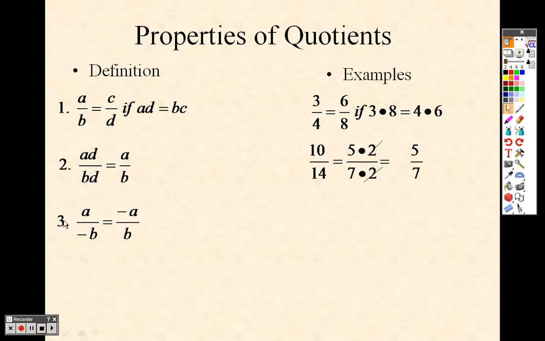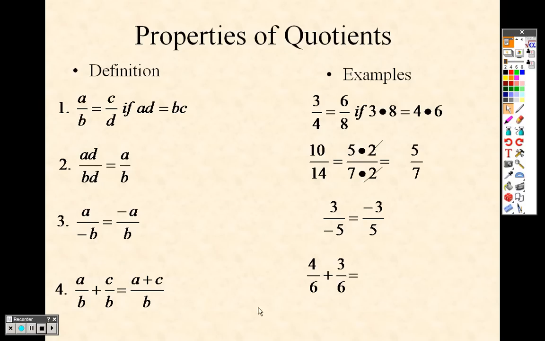A over negative b is the same as negative a over b, just like before. When you multiply by one negative, the answer is negative. Well, when you divide by a negative, the answer is also going to be negative. So 3 over negative 5 is the same as negative 3 over 5. That's all. And a over b plus c over b, since the bases are the same, you keep them the same and you add across the top. So remember, when you're adding fractions, you keep the base the same and you add across the top to get 7 over 6.